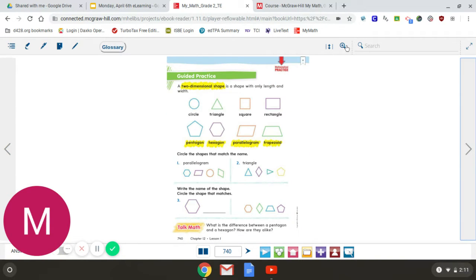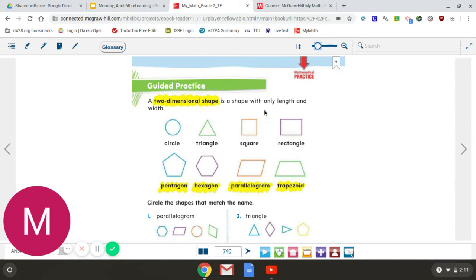Now I'm going to zoom in here just so you can see a little bit better. A two-dimensional shape is a shape with only length and width. So what that means, boys and girls, is when we are trying to measure two-dimensional shapes, we're only going to be able to measure them by how long or how wide they are. That's the only two measurements we're going to use when we're looking at two-dimensional shapes.